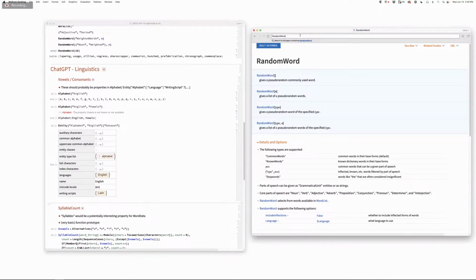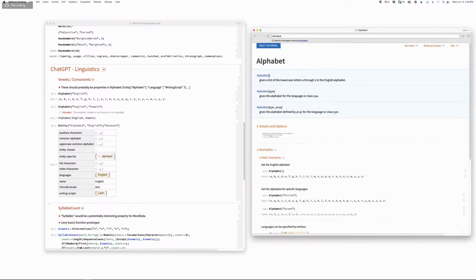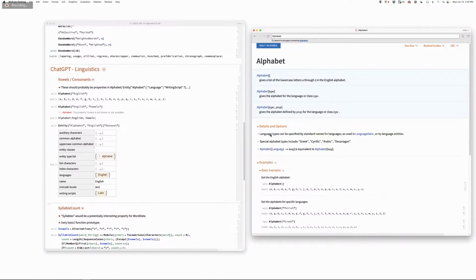I mean, the notion of vowels versus consonants is kind of complicated. And alphabet itself is also complicated because we include things like syllabaries inside of it that aren't technically alphabets. What's property? Property is any property from the entity value alphabet.